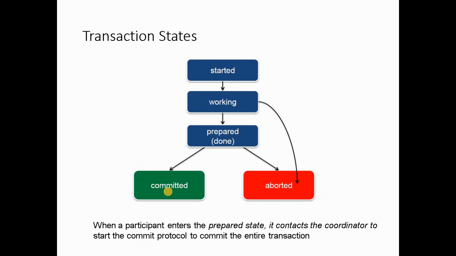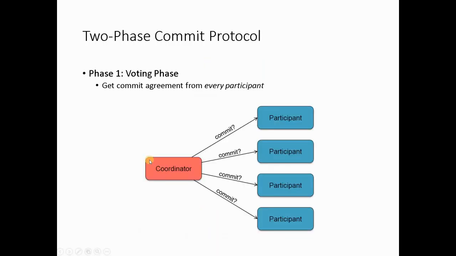Earlier we also discussed that when it comes to a transaction, there are different states. You have a start, you have committed, you have aborted, and then once you have actually prepared. When the participant enters the prepared state, it contacts the coordinator to start the commit protocol to commit the entire transaction.